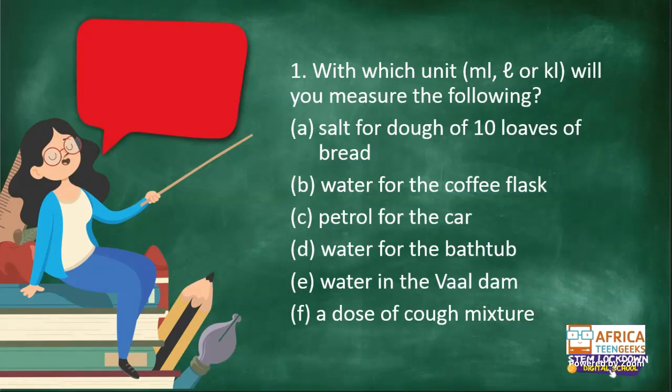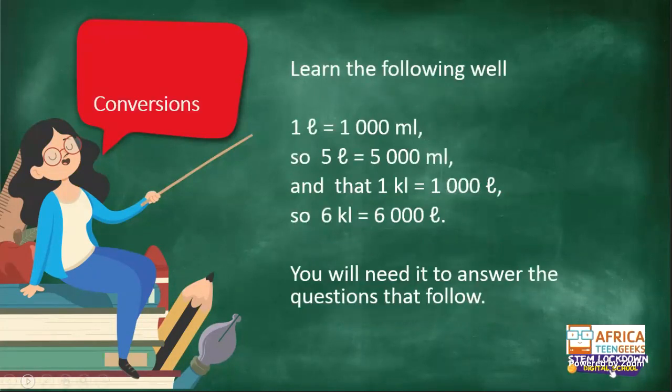Okay, and then for E, water in the Val Dam. Water in the Val Dam, it will be kiloliters. That's the correct one. And then for F, a dose of cough mixture. Milliliters is the correct one. Okay, let's look at the next slide.